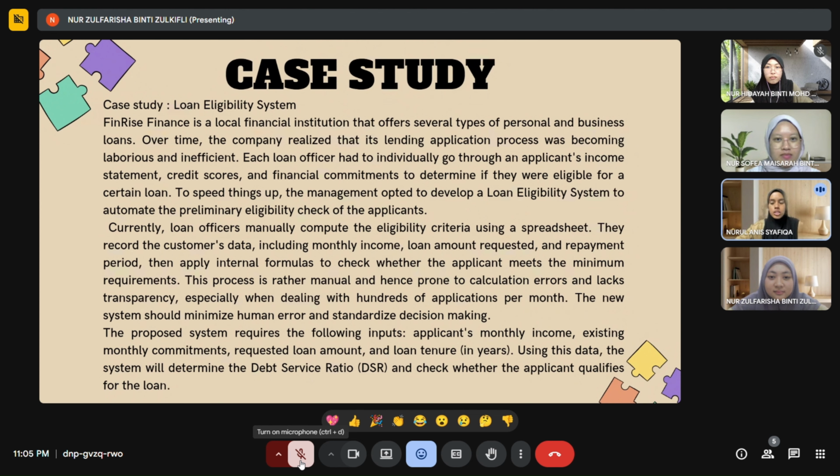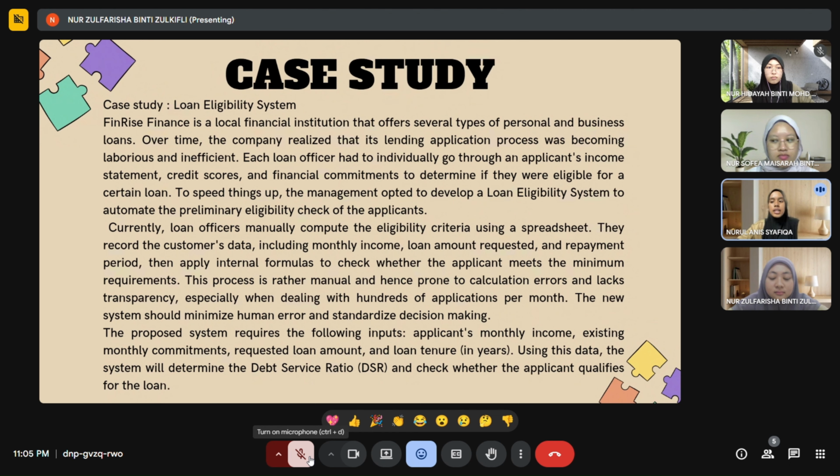Our case study focuses on FindRise Finance, a local financial institution. Currently, their loan application process is manual and prone to human error. To solve this, we are proposing a loan eligibility system to automate the preliminary checks and standardize decision making.